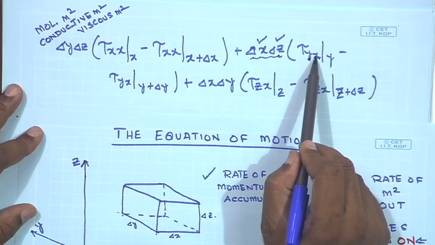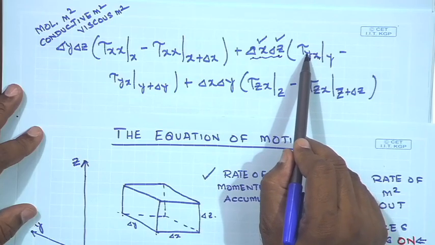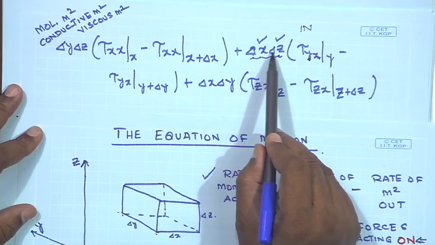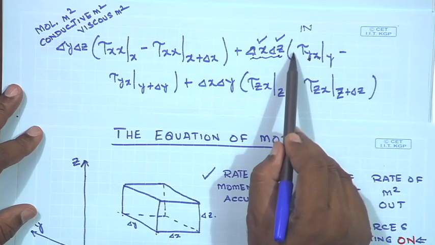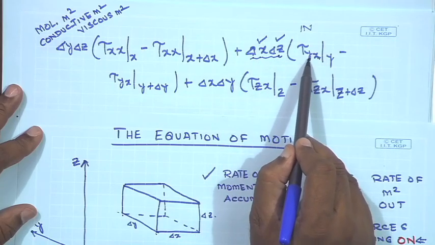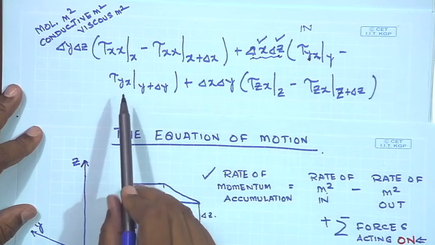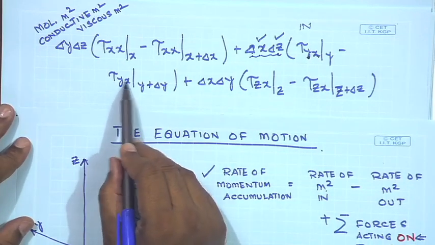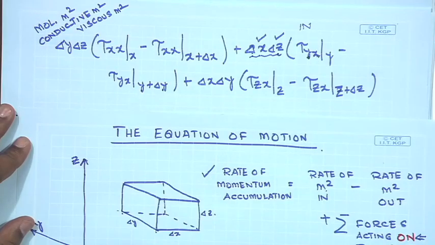So, the x component contribution in the y direction, this is the in term, must be equal to del x del z multiplied by the shear stress acting on the y phase. The one that goes out would also be equal to the same thing, but evaluated at y plus del y.